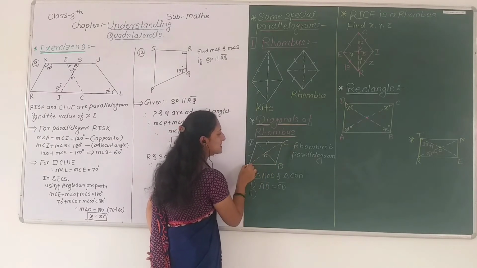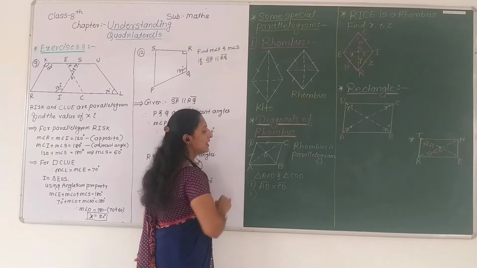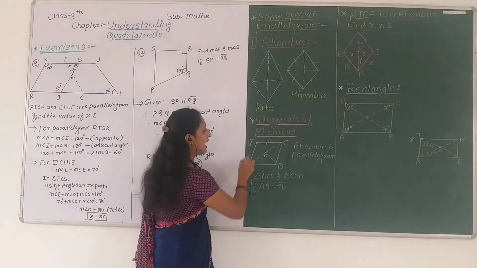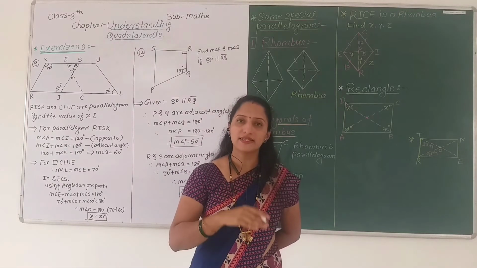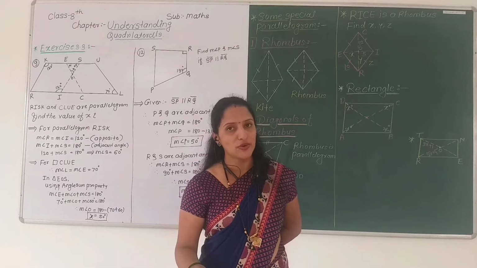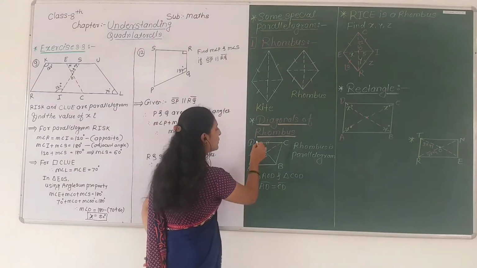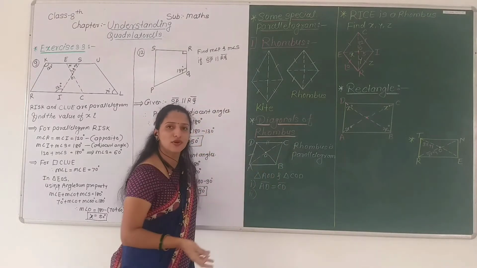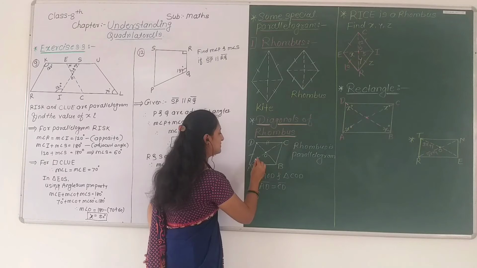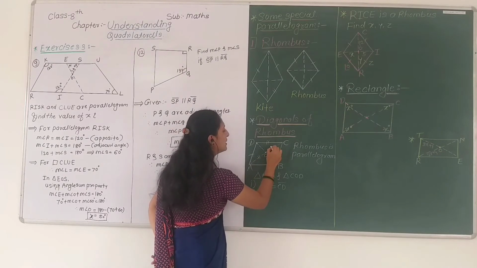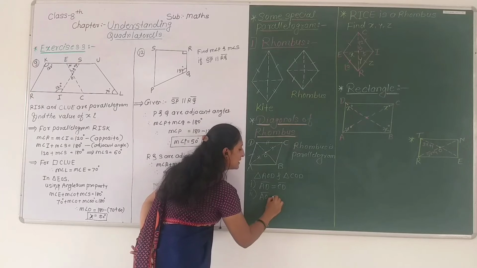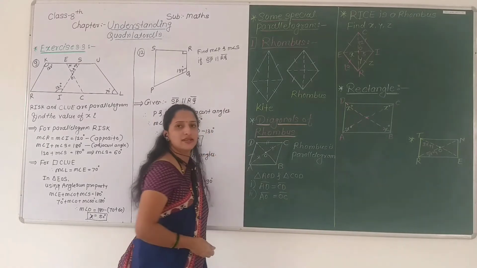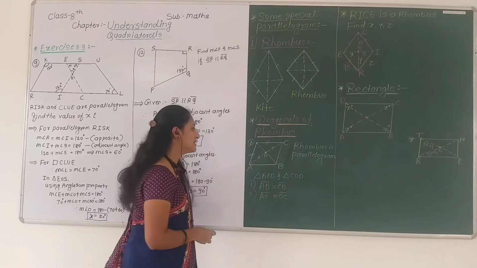Okay, AC and BD are the diagonals, right? And diagonals of a parallelogram bisect each other. As a rhombus is a parallelogram, the diagonals of a rhombus also bisect each other. That means here we get AO is equal to OC. So AO bar is equal to OC bar, since the diagonals bisect each other.